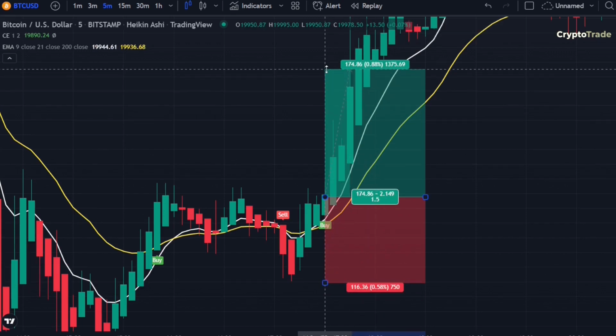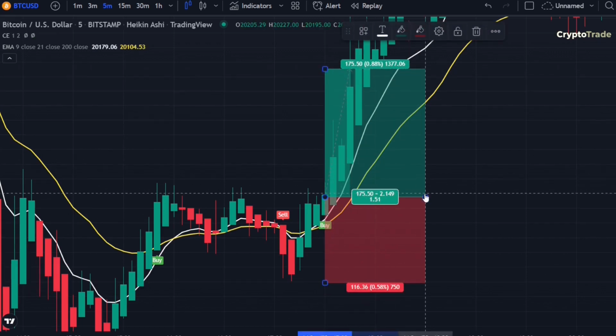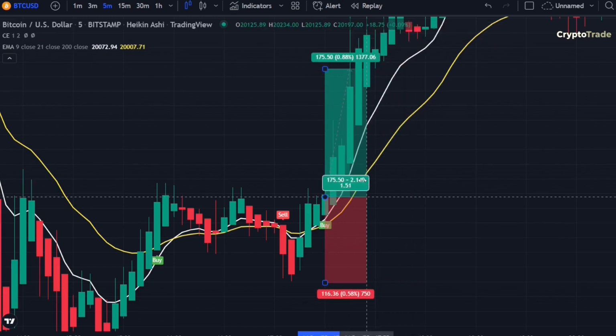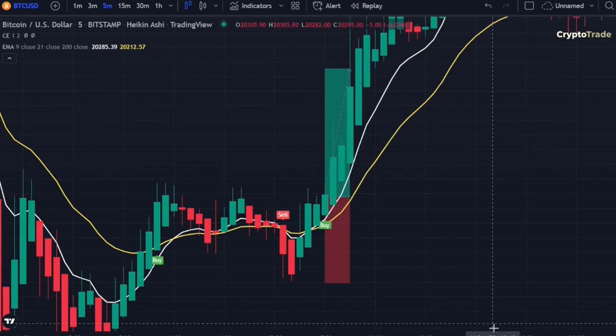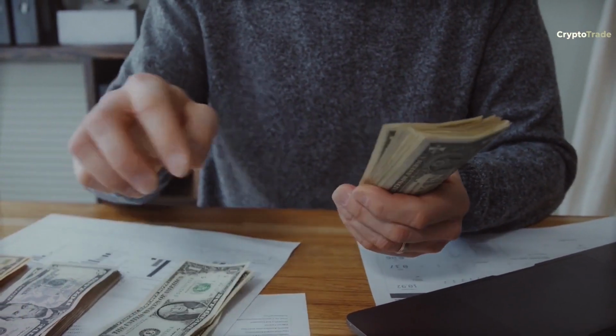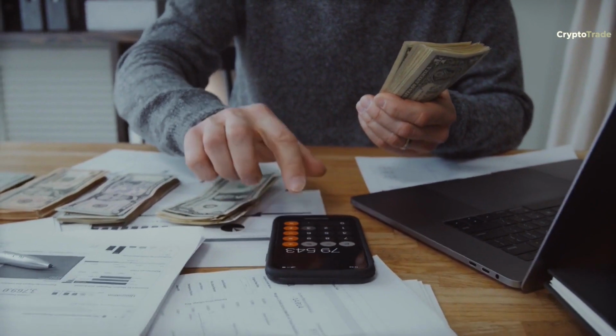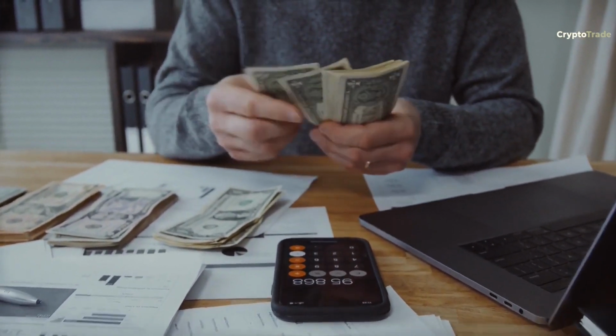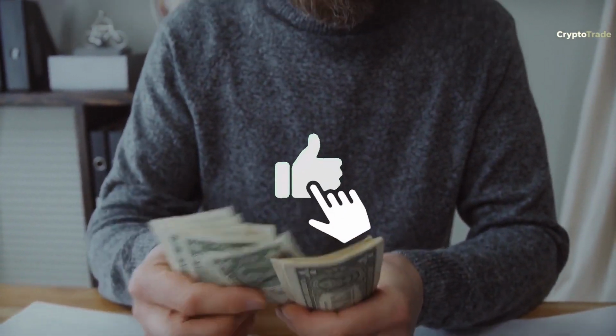The risk to reward ratio will be set to 1 to 1.5. The market has reached the target and the trade has been successfully closed with profit. As you can see, this strategy is quite simple to follow, but it is very profitable. If you are interested in having very positive results, use this proposed strategy.